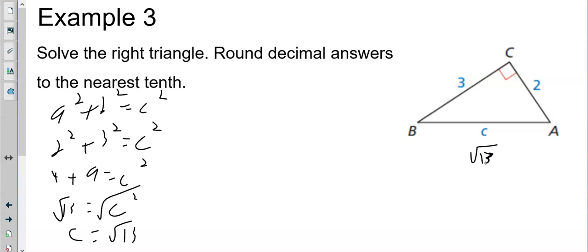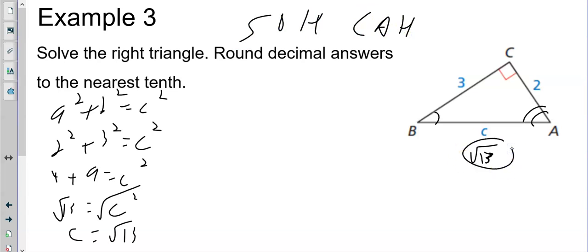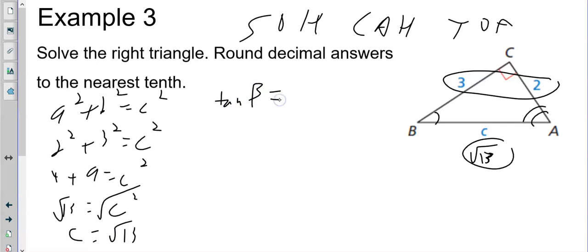Now, it also says you want to find all the angle measures. So we need to find B and A. For B and A, make your life easy. If you use SOH or CAH, you have to use the hypotenuse, which is a nasty number. Just use these two numbers. So we're going to do TOA. So the tangent of, let's go with B first, tangent of B is equal to opposite over adjacent.